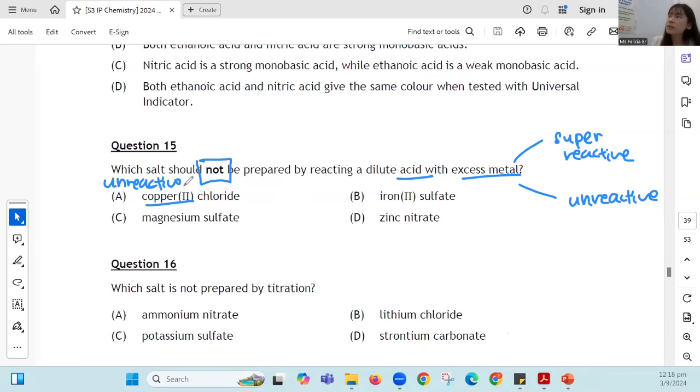That means we shouldn't be having copper plus the acid, which you can tell is hydrochloric acid. That's why option A is the answer. Because you shouldn't be using copper to get copper(II) chloride, because this is a reaction with the metal. Okay, so done. Answer is A.